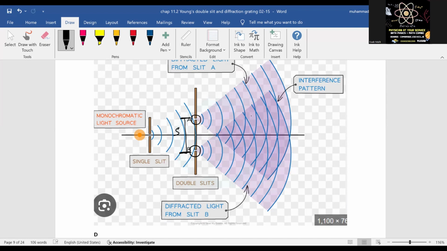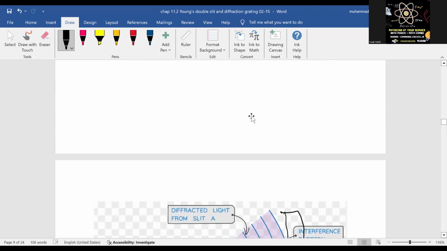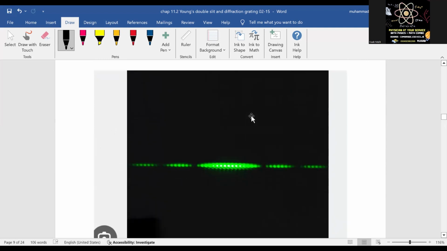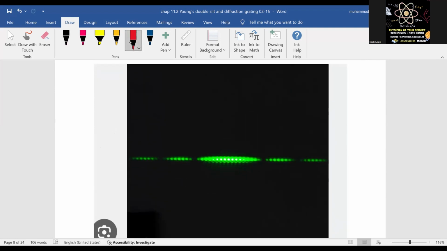It should always be at the slit, okay? And the light is moving from the slit toward the screen and forming a lot of constructive and destructive interference. And let's say this is the screen. On the screen, you will see this pattern.